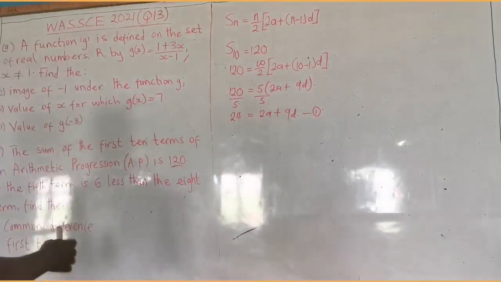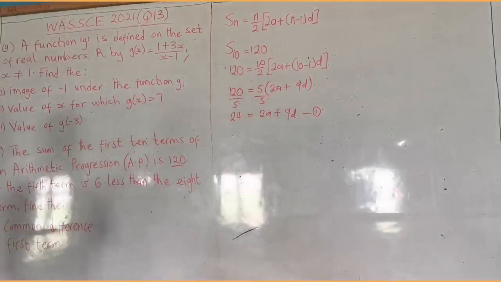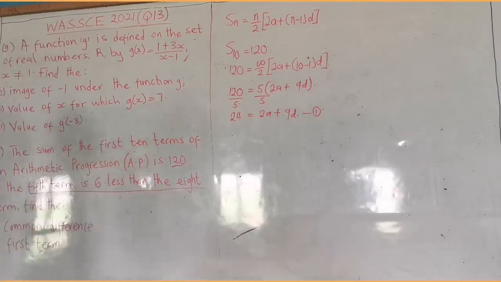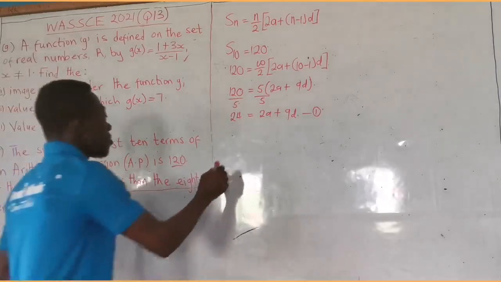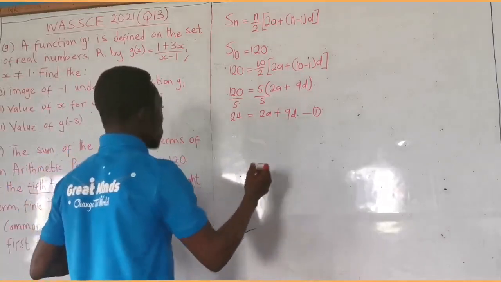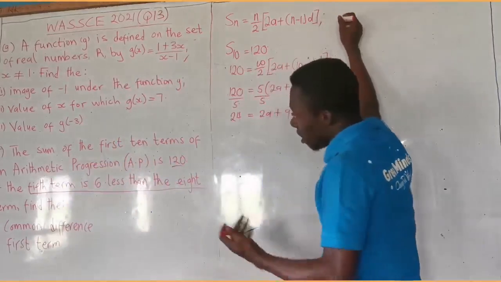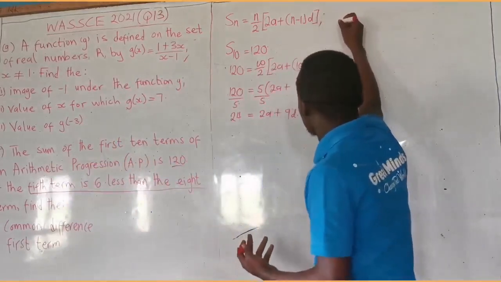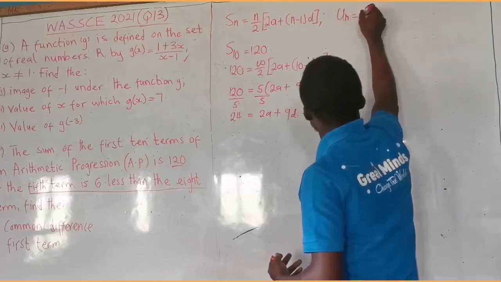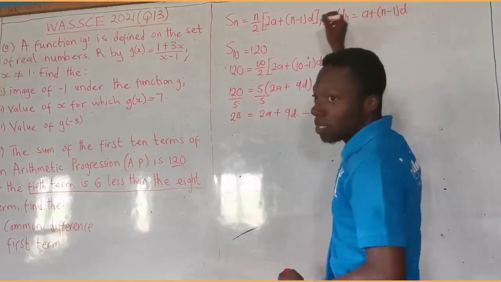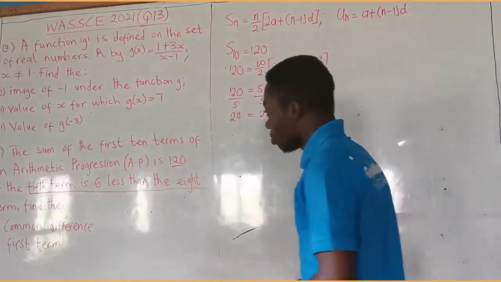But the question continues to tell us that the fifth term is 6 less than the 8th term. So let's see. This one is also an AP. So we say that to find a particular term for an arithmetic progression, Un is equal to a plus n minus 1 all multiplied by d. I believe that is it.